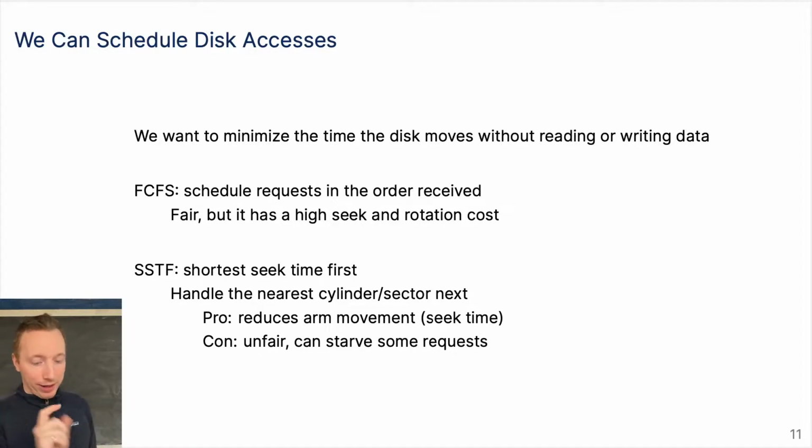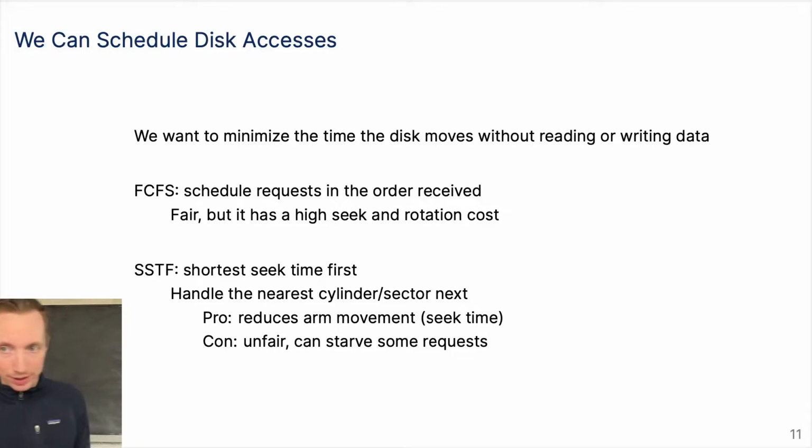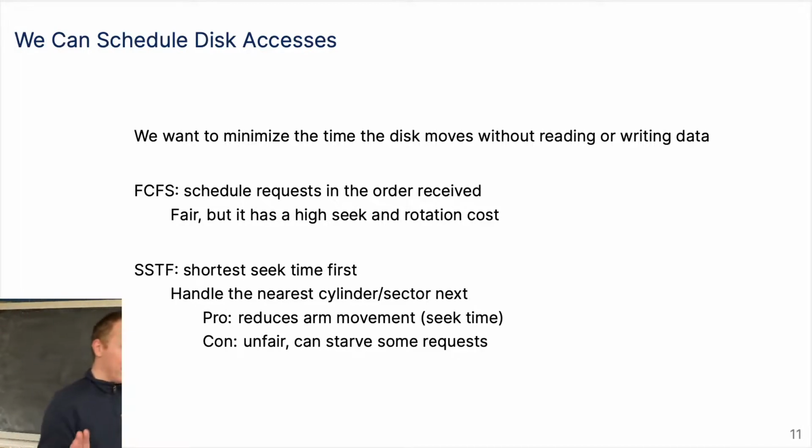So you're going to spend a lot of time waiting for the disk to rotate and waiting for it to seek because all the sectors are going to be located in different spots. So if you were a bit more clever, you could do something like shortest seek time first, which is just to handle the nearest cylinder or sector next to try and reduce the amount of arm movement, but that can be unfair and you starve some requests.